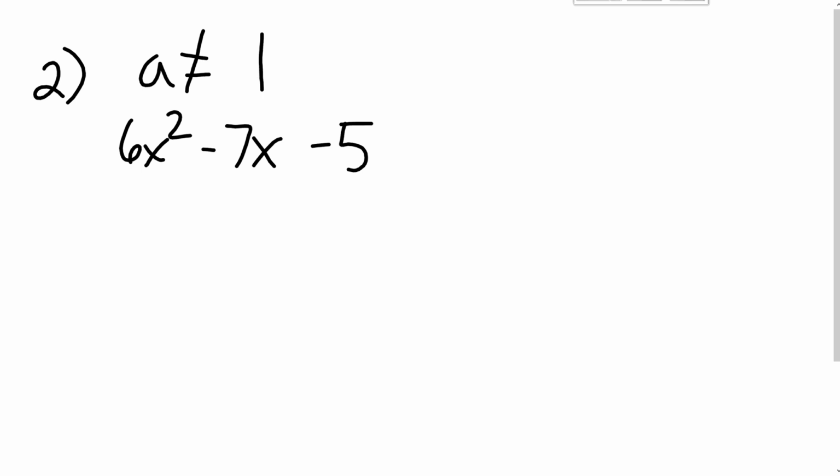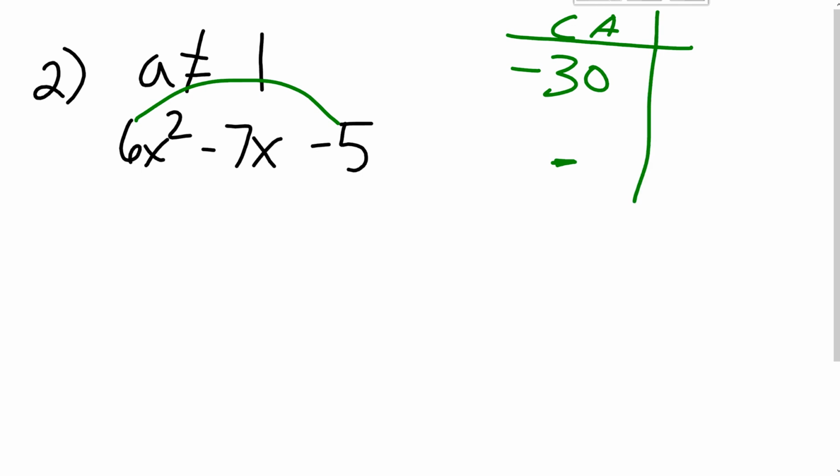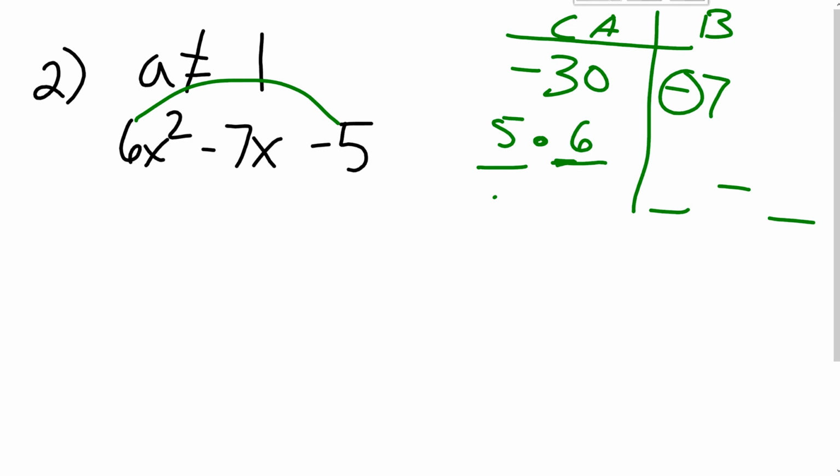So when A is not equal to 1, I can still do CAB, so I get -30. Because my CA is negative, that means I want to subtract. One needs to be negative, so I need to subtract to get to my B, and my B is -7. So I'm going to subtract to get to that B, and the bigger number is going to be negative because this one's negative. So we get 30. What times what is 30, but subtracts to 7? That's 5 and 6, but that just subtracts to 1.